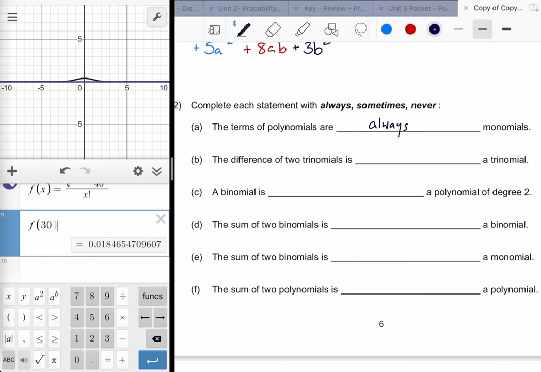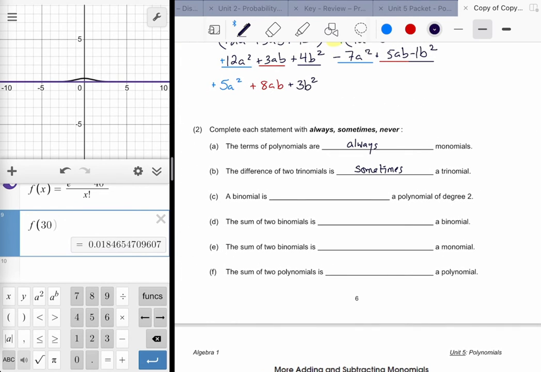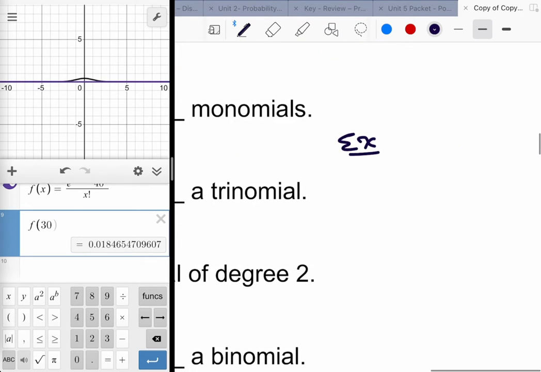The difference of two trinomials is actually sometimes a trinomial. All right, so what's a trinomial? The tri part of it, 3. So it's a 3-termed polynomial. And the reason I say sometimes, I'll give you a quick example. Let's say, and this is the counterexample that keeps it from being always, I have x squared plus 2x plus 1.